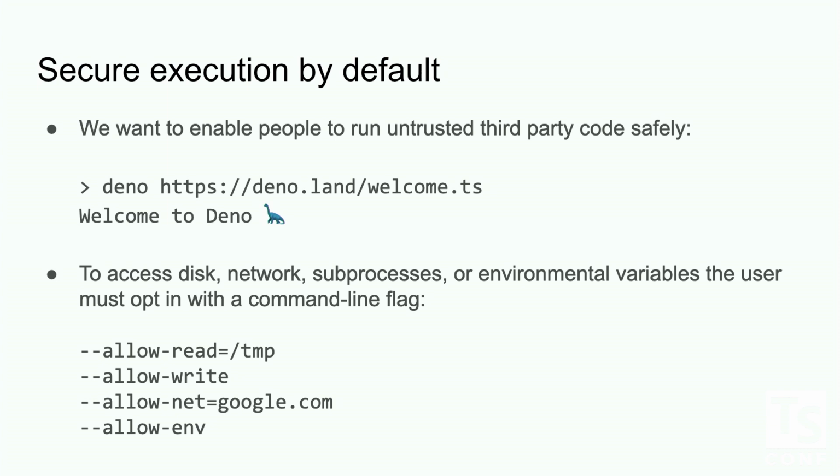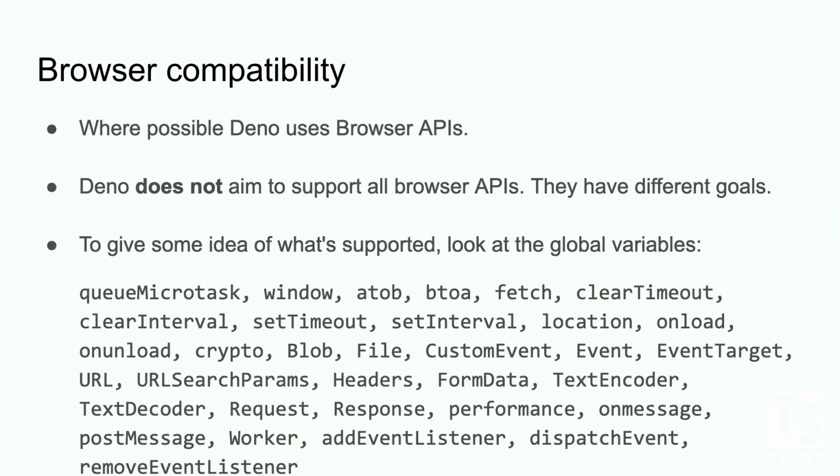Or --allow-write would allow you to write to the entire file system. Or you could do --allow-net=google. That allows you only to open connections to google.com. Or environment variables often contain some secret information, so we don't allow you to access environment variables by default.